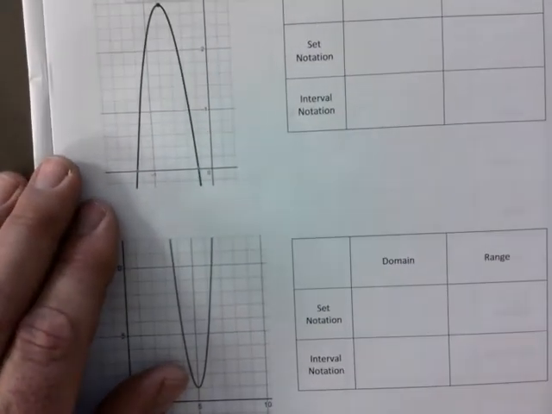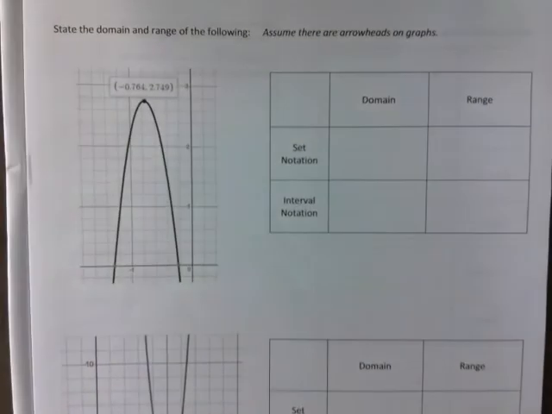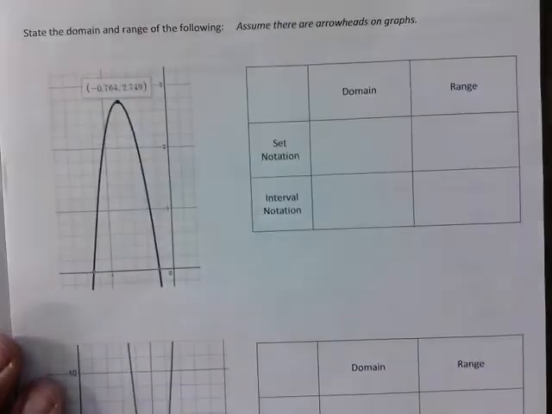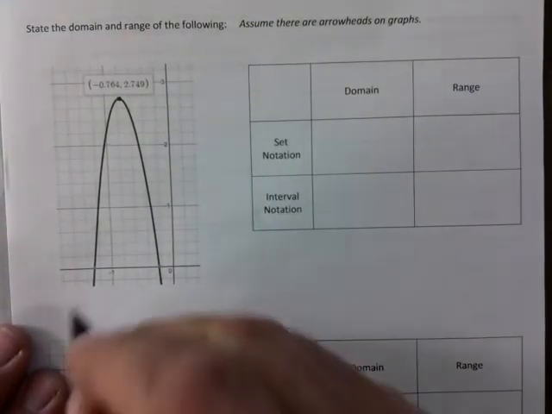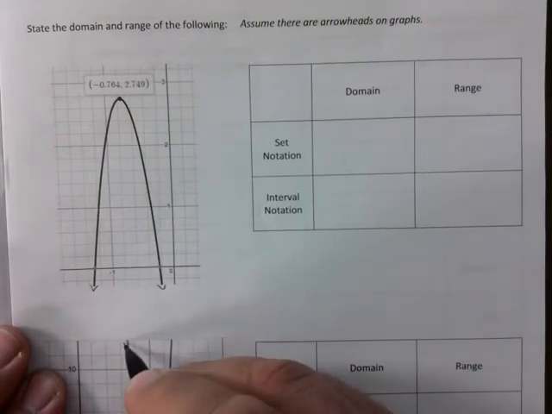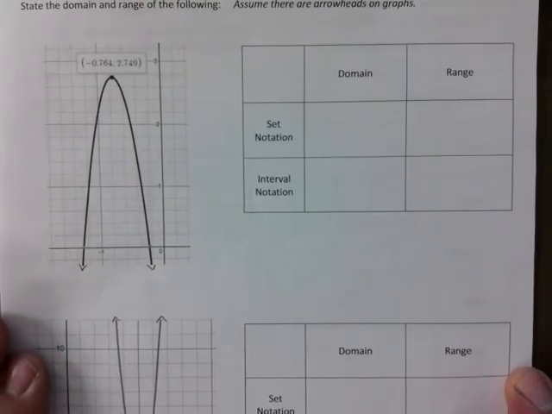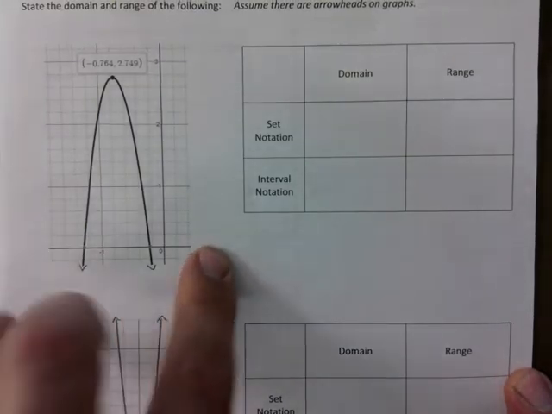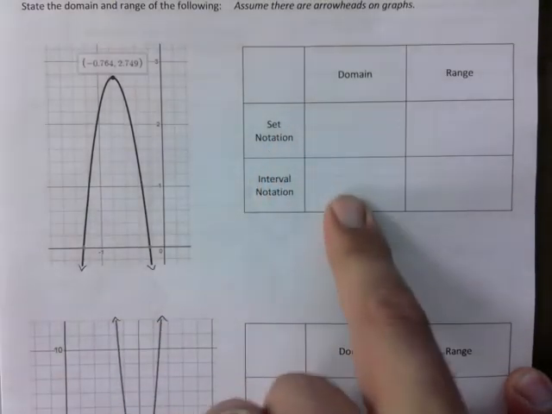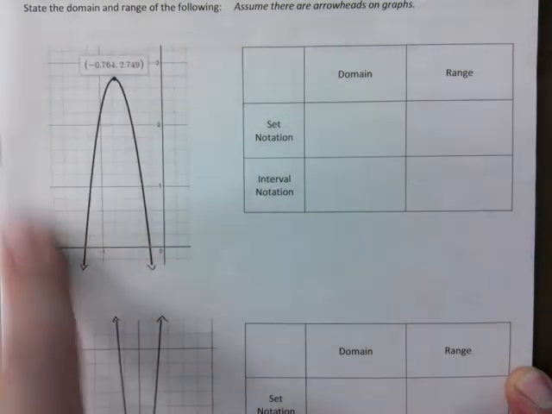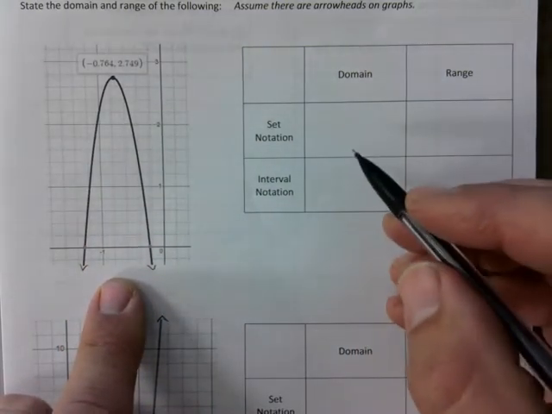Let's do a little bit of a few examples here. There should be arrowheads on your graph. Okay, so let's add them. So let's do the domain and range for this particular one. I'll let you do the other one by yourselves.